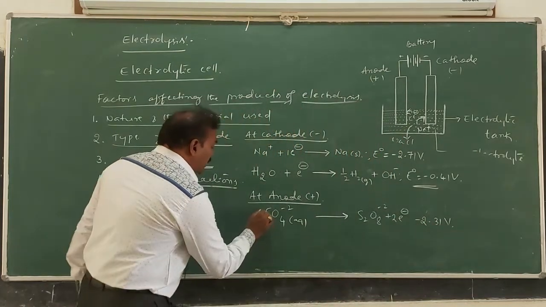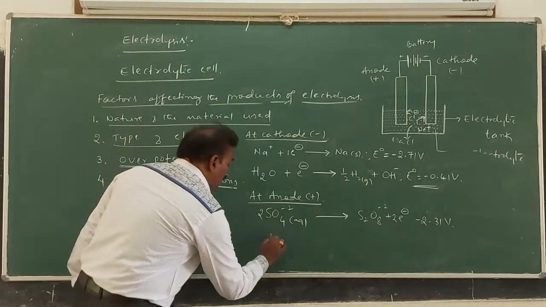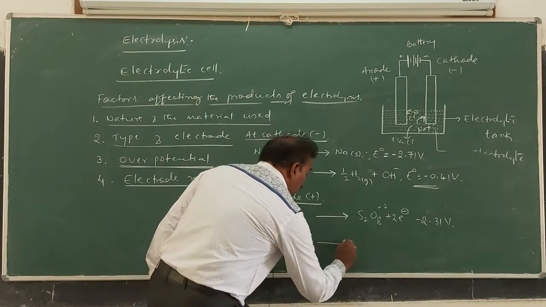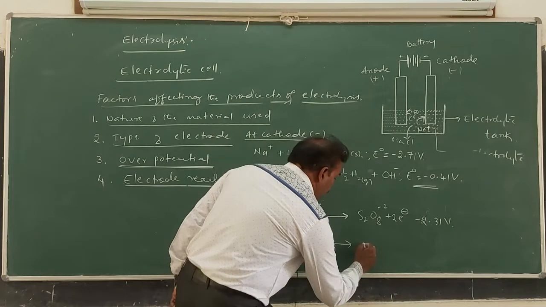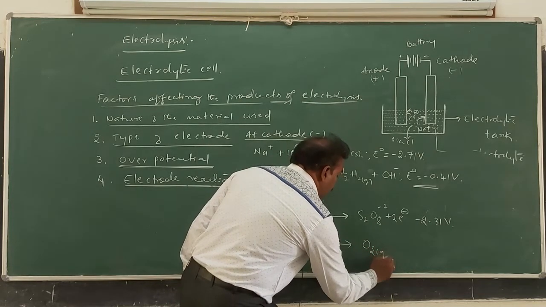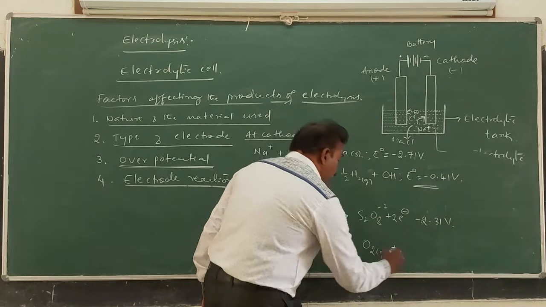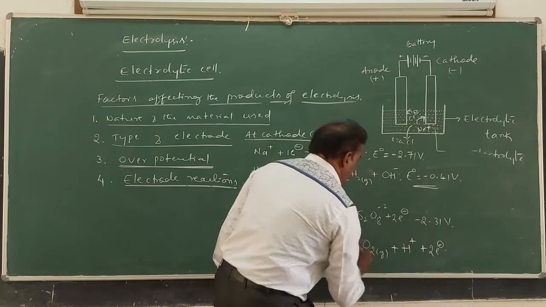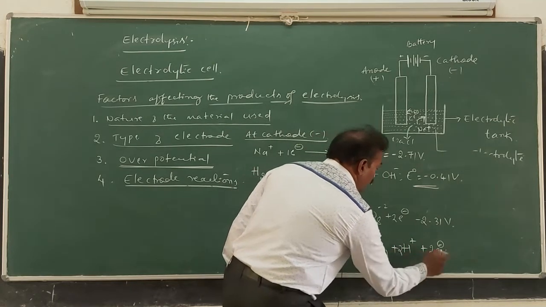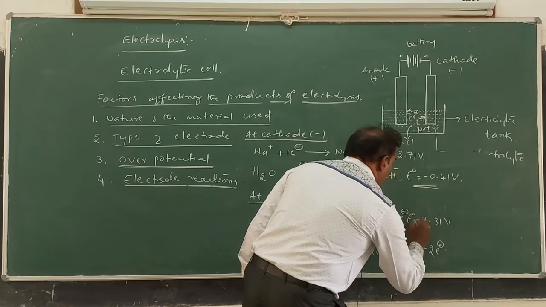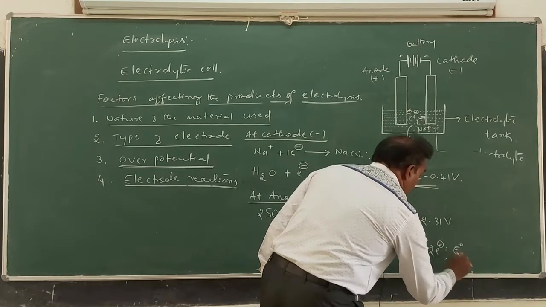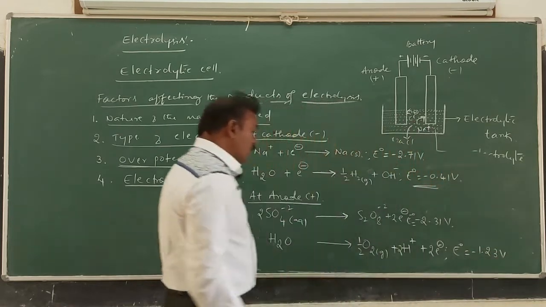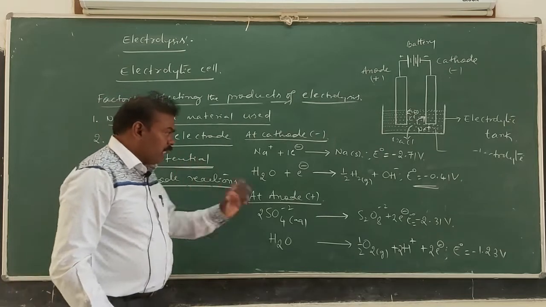And I take one more example for this, the oxidation of water. Here water undergoes oxidation and gives oxygen gas, and then hydrogen ion, and loss of electrons. So here half mole of oxygen, 2 moles of hydrogen ion and 2 electrons. And the value of E naught is equal to minus 1.23.